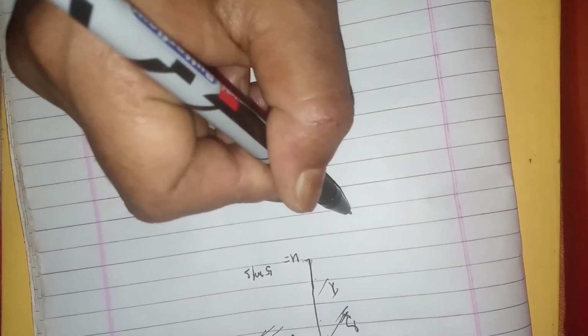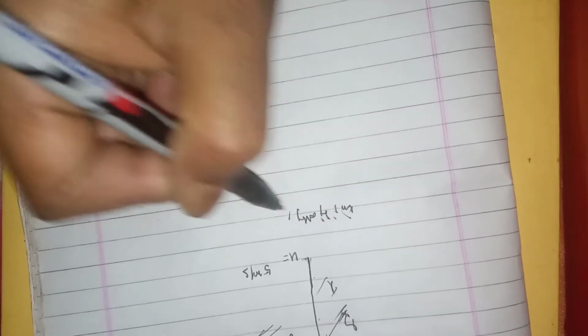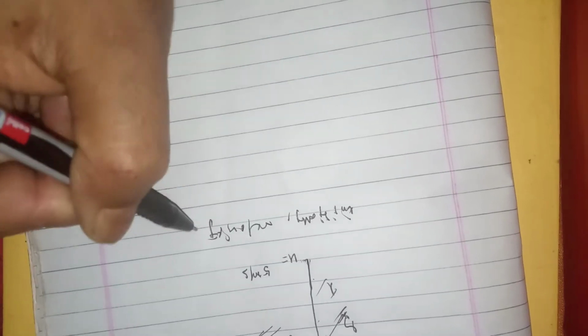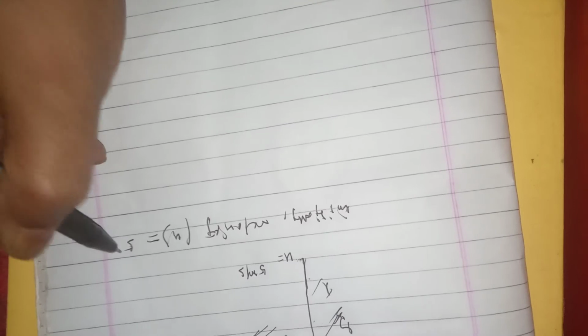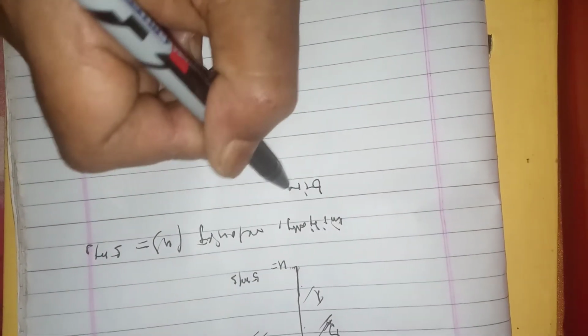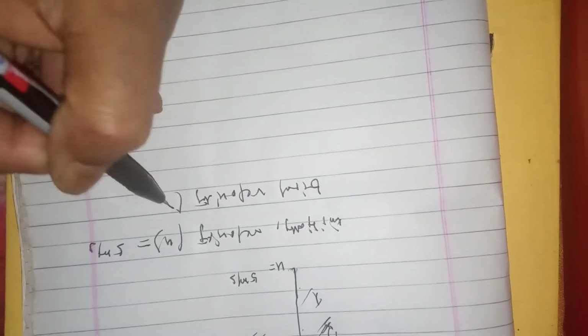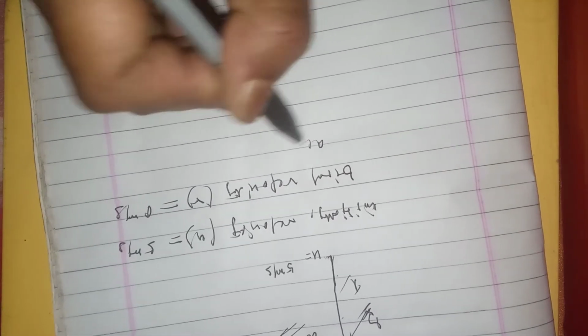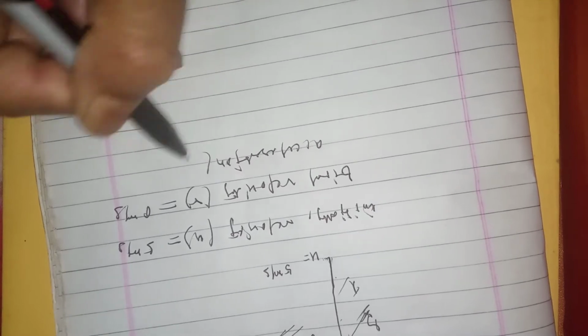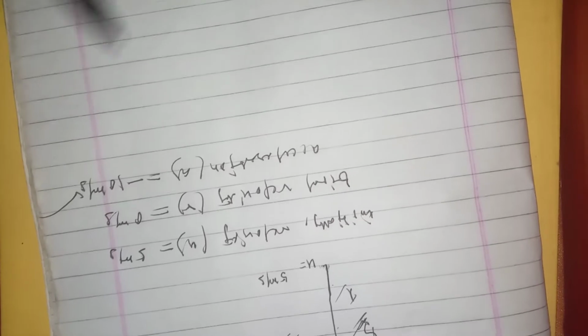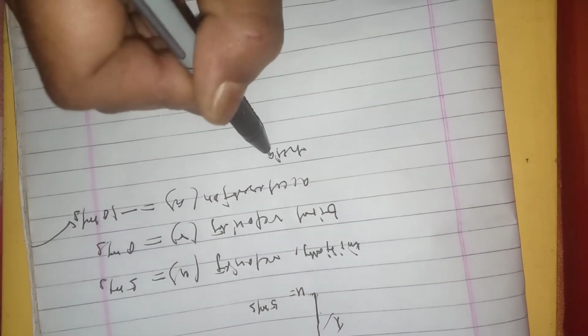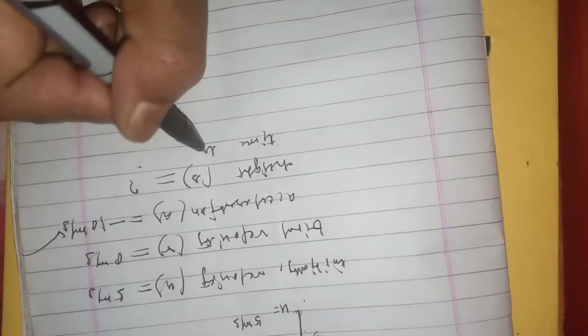Now we will write the given data by statement. Initially, the velocity, represented by u, is 5 meters per second. The final velocity, represented by v, is 0 meters per second. Acceleration is minus 10 meters per second square. The height is s, which we don't know, and the time taken to go from this point to this point, this also we don't know. We need to find out.